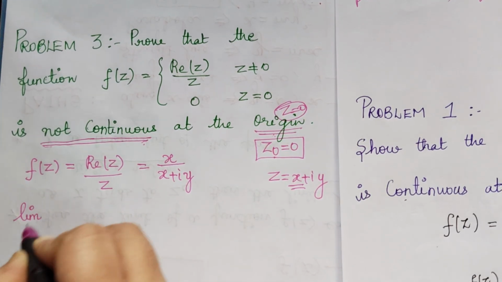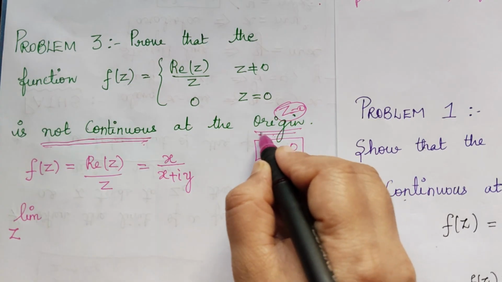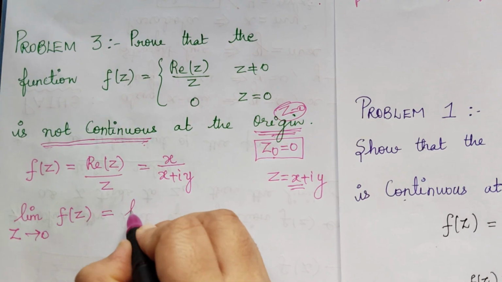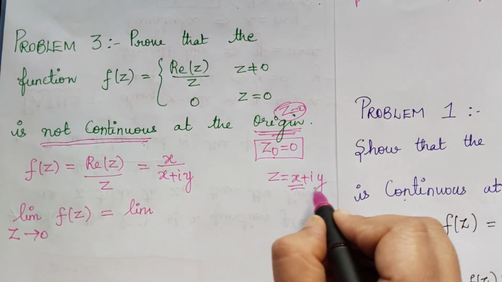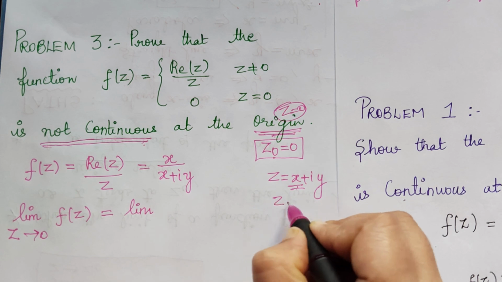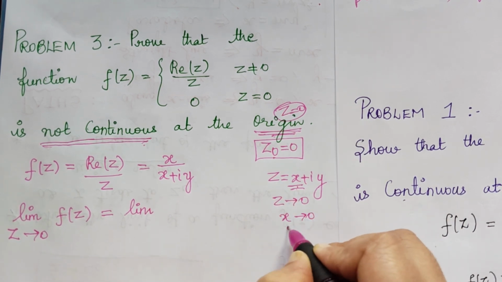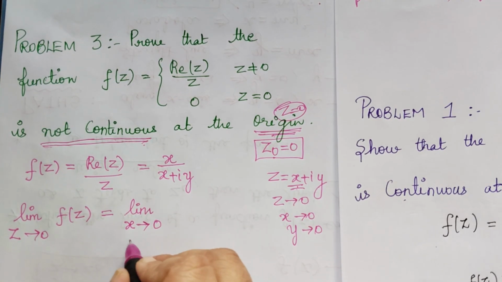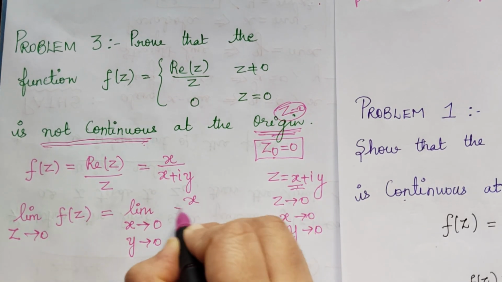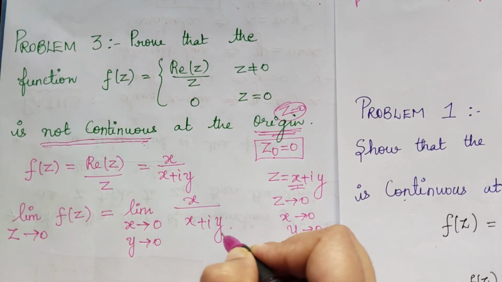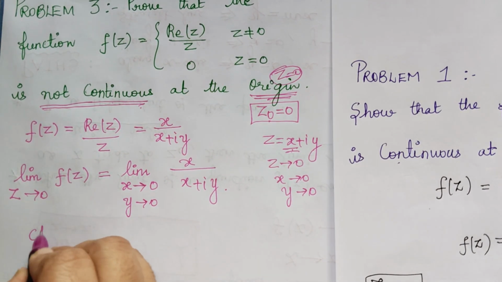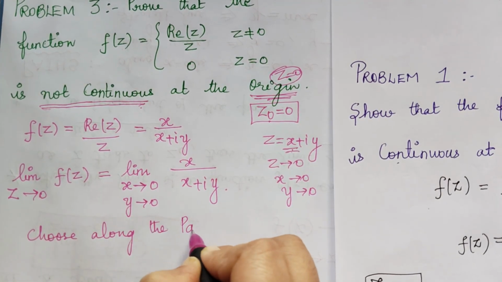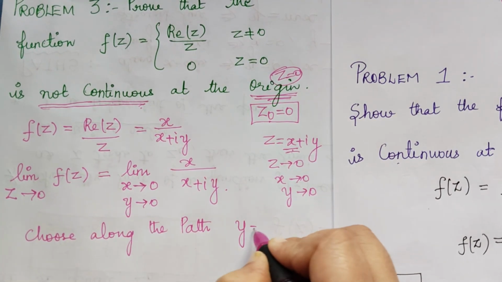So the limit as z tends to z naught. What is z naught? It is at the origin. So the limit as z tends to 0 of f of z is equal to the limit, and since z is equal to x plus iy, we know that z tends to 0 implies that x tends to 0 and y tends to 0. So we rewrite it as the limit as x tends to 0 and y tends to 0 of x by x plus iy. Now we have to choose a path. So let us choose the path y is equal to mx.